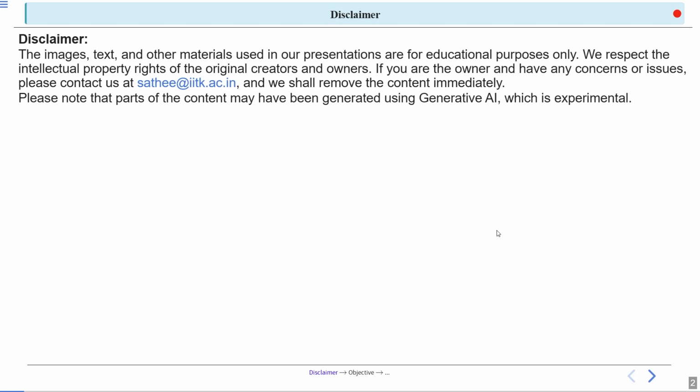So today we will see the theory part 8 of the chapter 6 equilibrium, in which we will be covering section 6.11. So this is the disclaimer.